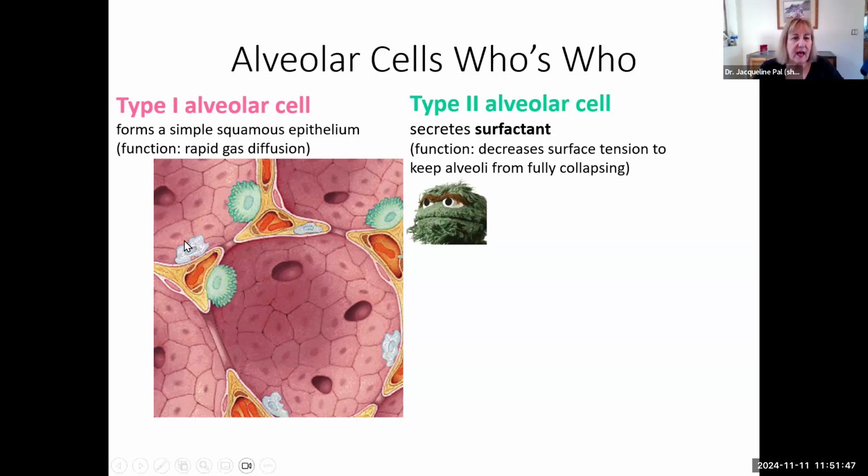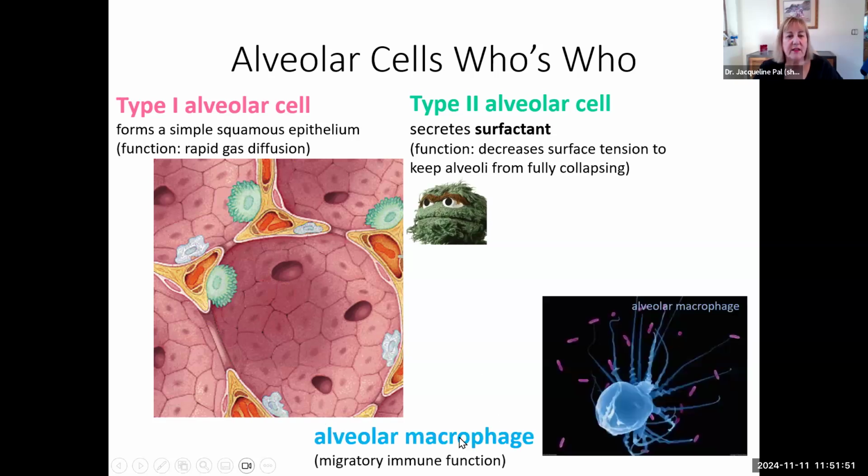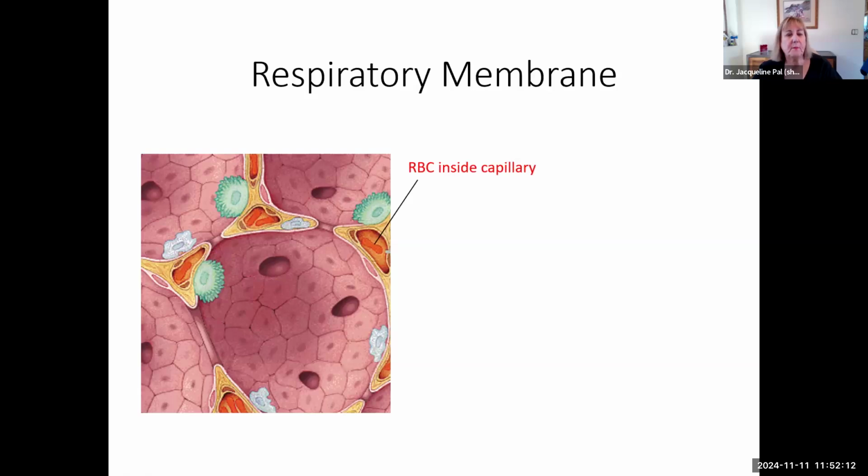And the third cell, this blue cell right here, is just an alveolar macrophage. Okay, it's a Roomba vacuum cleaner. Because you remember how we said this was supposed to be sterile down here? Well, in case it's not sterile, this alveolar macrophage is going to do its job. And it's going to do phagocytosis of anything it finds down here that doesn't belong.